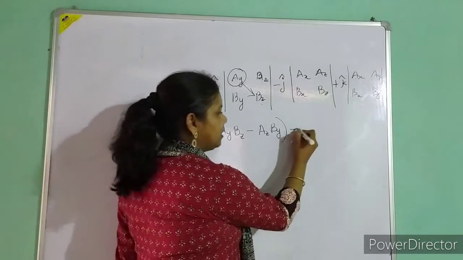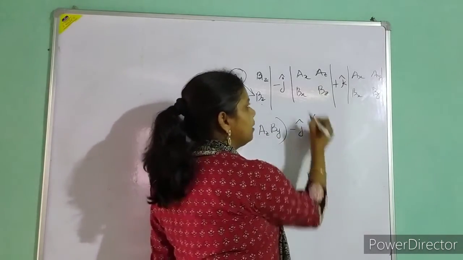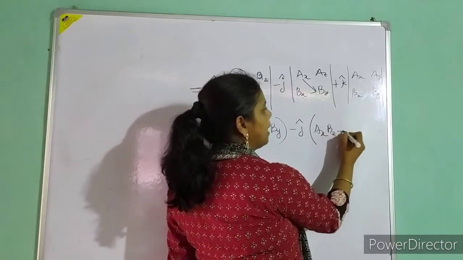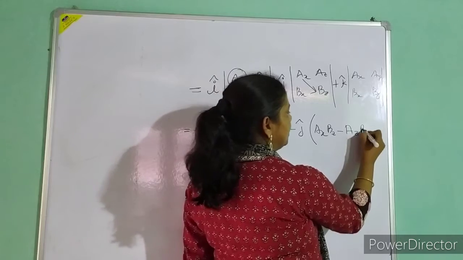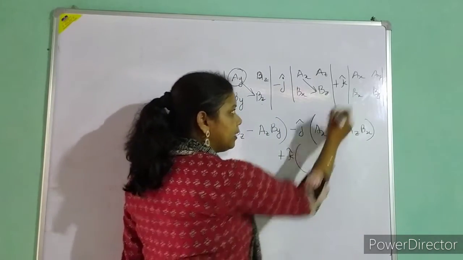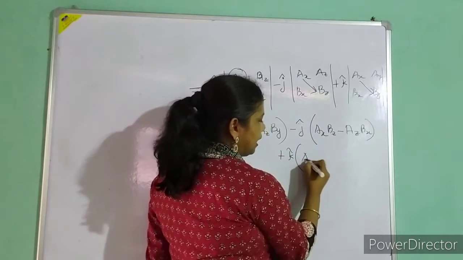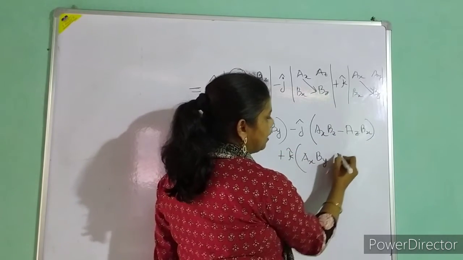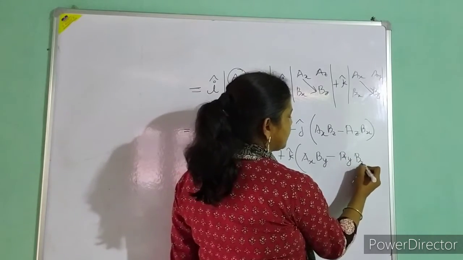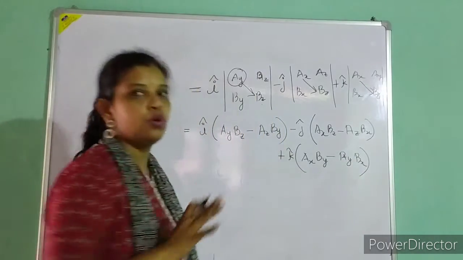Got it? Then minus of j. Then again this one means ax, bz minus az, bx, plus k cap. Again the same method, so it will be ax, by minus ay, bx. So this is actually the rule to find out.